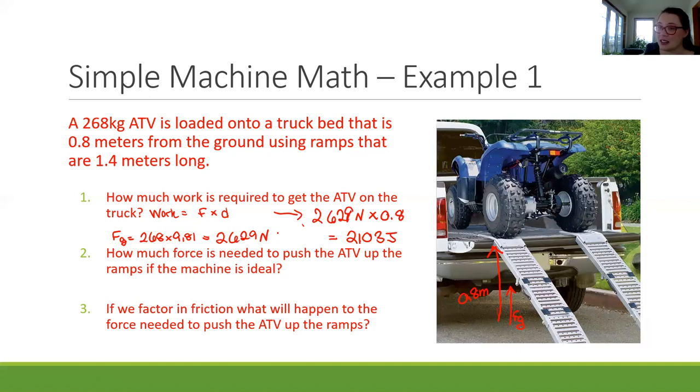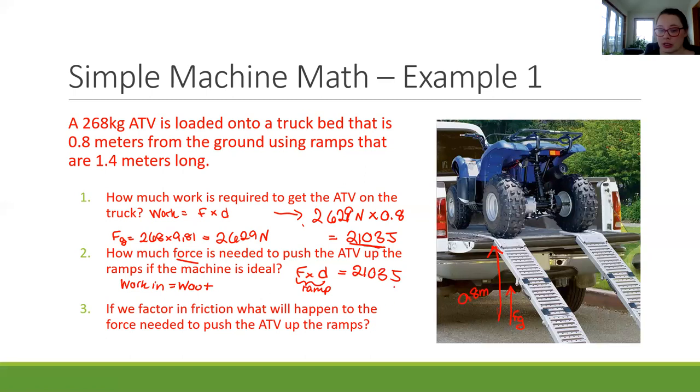Well, how much force is needed? How much less force is needed if we want to push it up the ramp? This question says how much force is needed to push it up the ramps if it's ideal, so we're going to ignore friction. Well, work in equals work out. So that means force times distance on the ramp has to be equal to the force times distance of lifting, which is what we calculated here. So 2,103 joules.